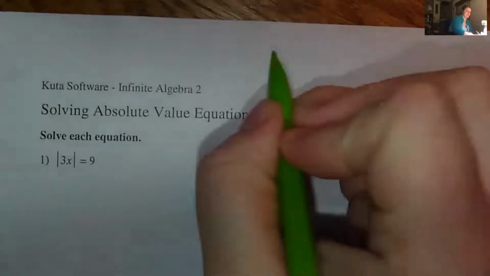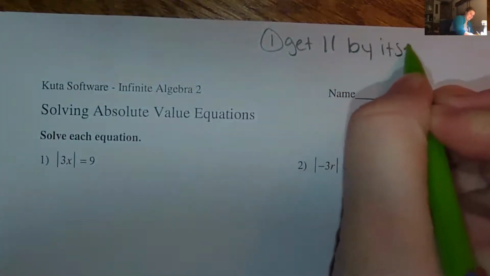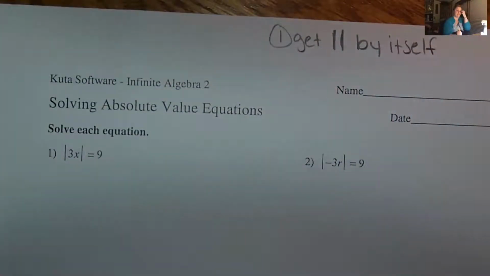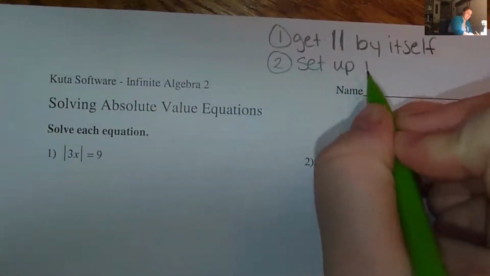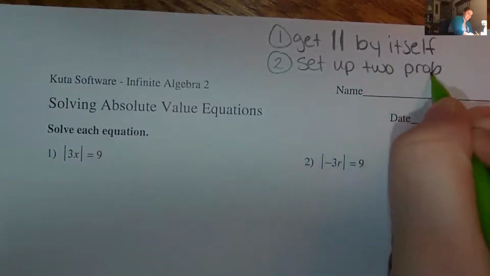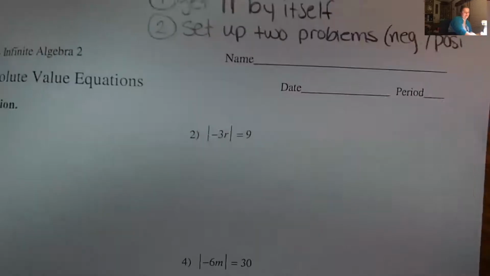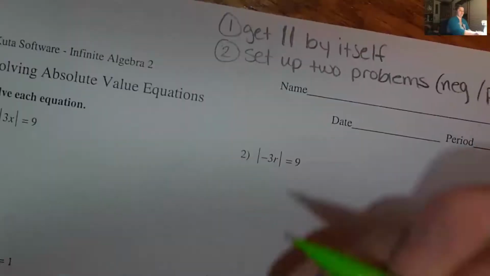So remember, the first step is to get the absolute value by itself. This means the absolute value bars. Those are those bars. It's not an 11, it's an absolute value bar. You have to get those absolute value bars by themselves. After you get them by themselves, set up your two problems. So one is going to be set equal to the negative and one is going to be set equal to the positive, and then you just solve both.